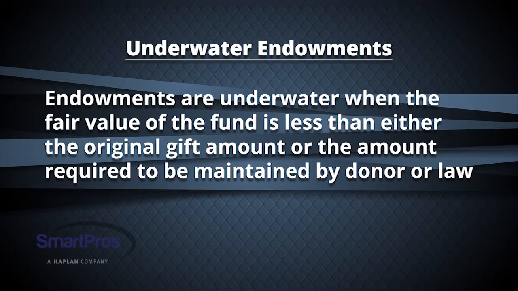Now, currently under GAAP, if an organization has what we call today a permanently restricted endowment fund or a perpetual endowment fund, and the fund loses money, it goes underwater. And the definition of an underwater endowment is simply the fair value of the assets underlying the endowment is lower than the original principal or corpus, or the amount required by law to be kept in perpetuity.